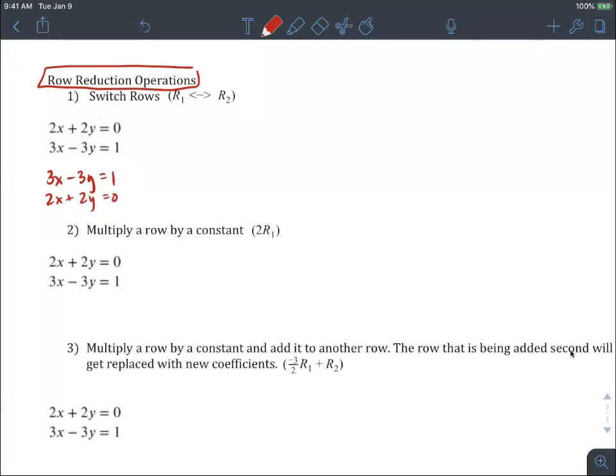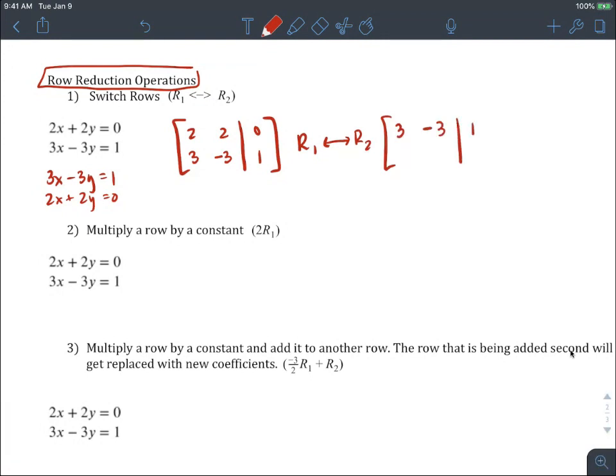So I'm going to start with my augmented matrix. So 2, 2, 3, negative 3. My constants are 0 and 1. And we use this notation. I'm going to switch row 1 and row 2, interchange them. So now I'm going to write 3, negative 3, 1, and then 2, 2, 0. All right, so that's one operation.